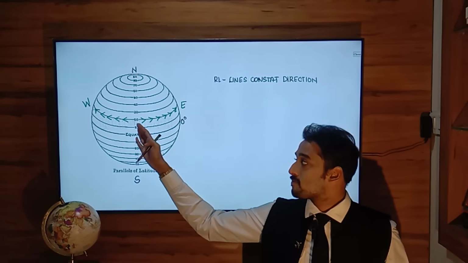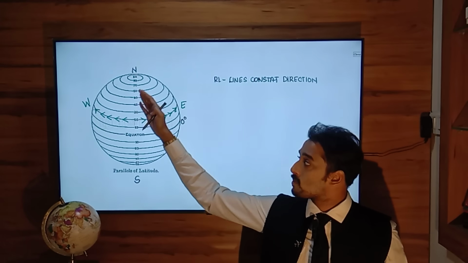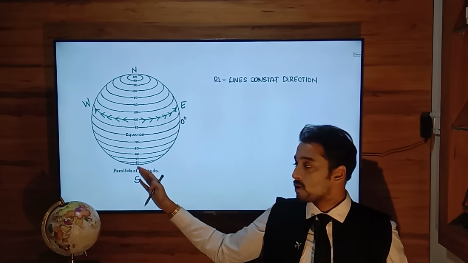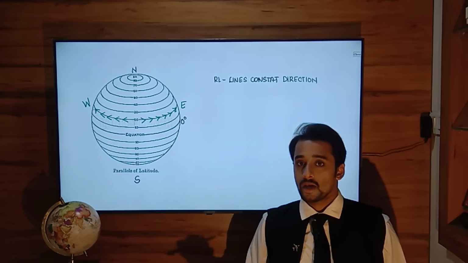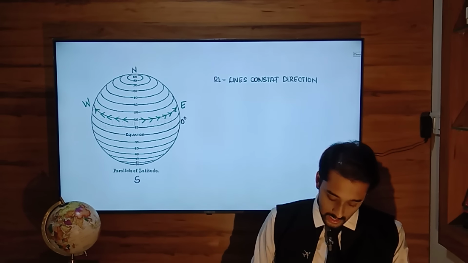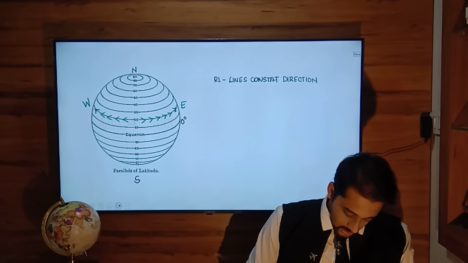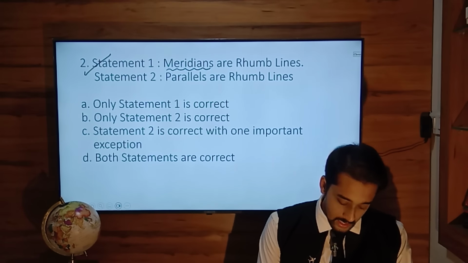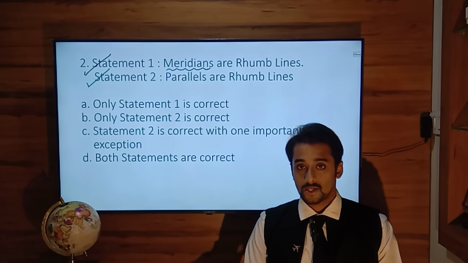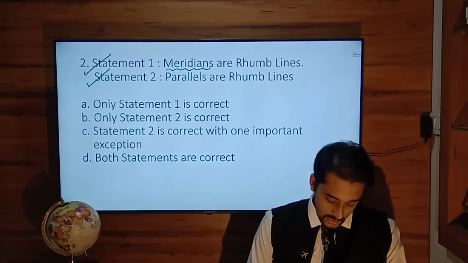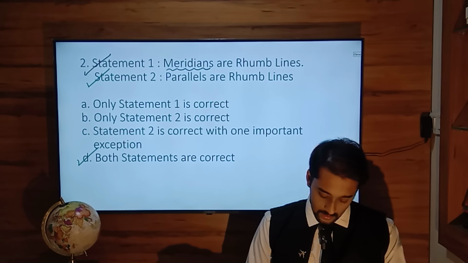And we can see any parallel of latitude from the north pole to the south pole along with the equator will be a rhumb line, a line of constant direction. So by definition, both things are correct. So statement 1 is correct, statement 2 is also correct.